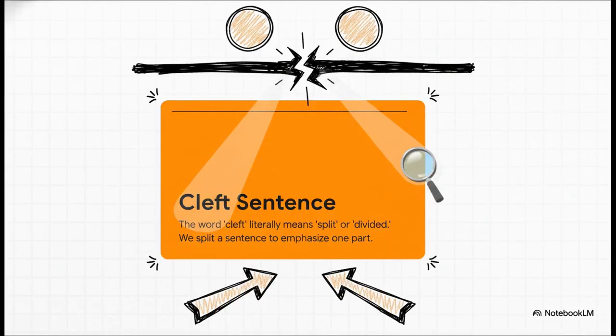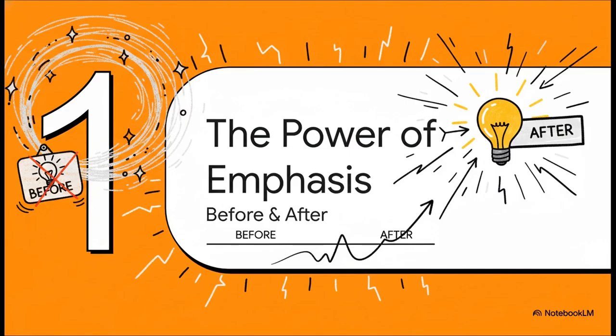It's a fantastic tool called a cleft sentence. Now, the name might sound a bit technical, but cleft just means split. And that's exactly what we're going to do. We're literally splitting a simple sentence in two just so we can shine a spotlight on one specific part. All right, this is where you'll really see the magic happen. I'm going to show you a simple before and after, and you'll immediately get just how powerful this is.